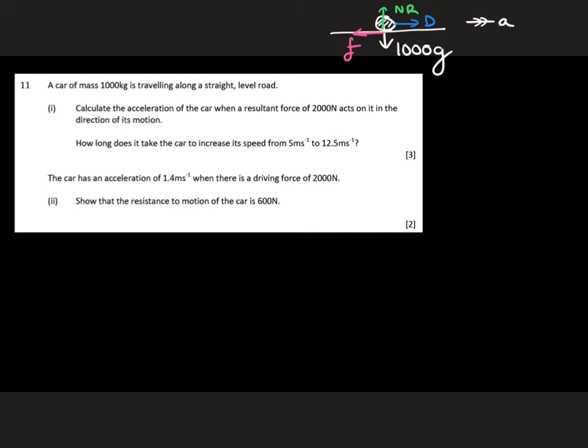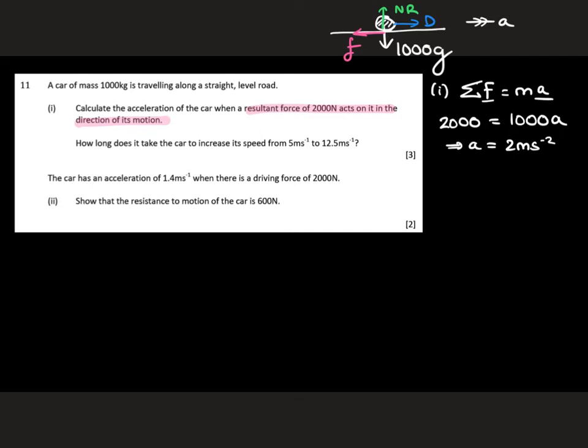So, calculate the acceleration of the car when a resultant force of 2,000 newtons acts on it in the direction of motion. So part 1, we're using resultant force equals mass multiplied by acceleration. Now we're given the resultant force, so we don't have to worry about the separate forces acting, because we know the overall force is 2,000 newtons in the direction of motion. So that's 2,000 equals 1,000a, so a is equal to 2 meters per second squared.